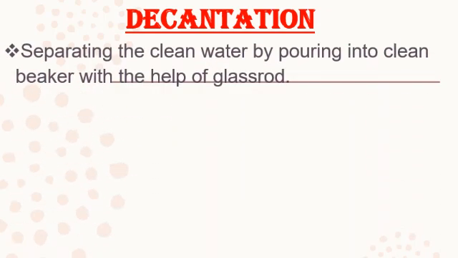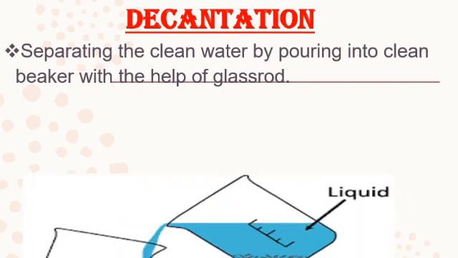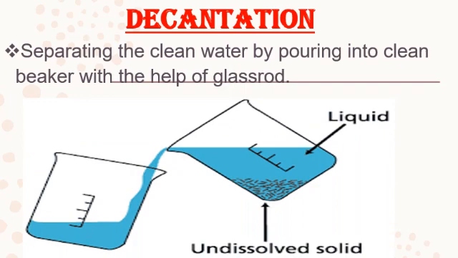Next is decantation. That water which is sedimented, that water will be poured into another clean beaker. Separating the clean water by pouring into a clean beaker with the help of a glass rod. Like this, see. So what will happen? The undissolved solid will remain down only and the pure water will be transferred into another glass.